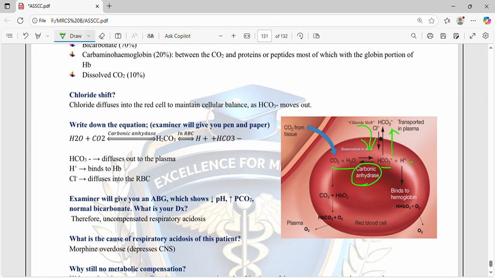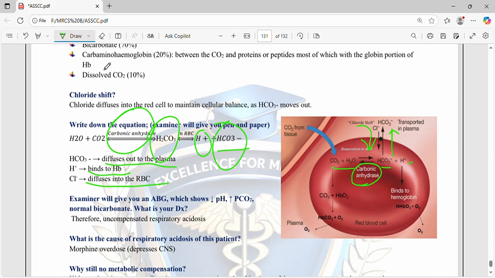So write down the equation. The examiner will give you a pen and paper. So H2O and CO2 combine to form H2CO3. This is carbonic acid. In the presence of carbonic anhydrase, in the RBC, it will give you H plus ion and bicarbonate ion. So bicarbonate ion will diffuse out. The H plus binds to Hb, and chloride diffuses into the RBC, which is chloride shift.